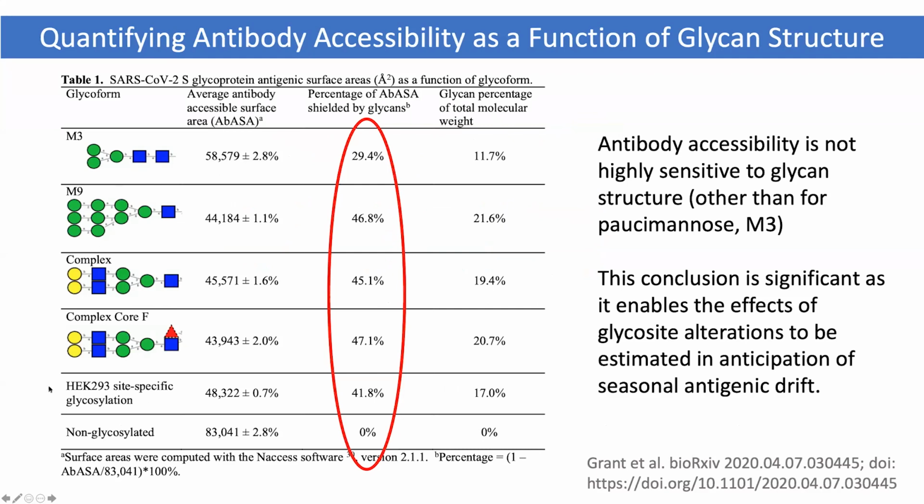Now, the models you've seen previously were this HEK site-specific glycosylation. And it said that 41% of the surface was shielded from recognition by an antibody, according to our model, whereas 0% of the non-glycosylated surface was shielded, right? Because there were no glycans.